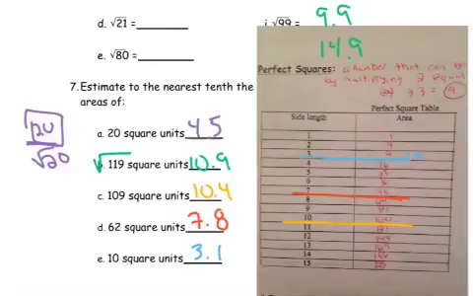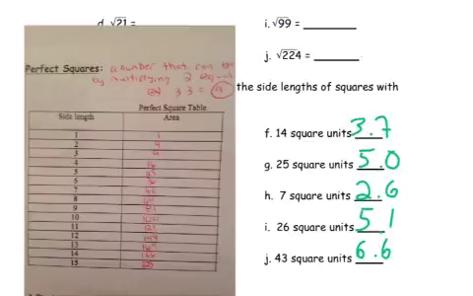Why don't you try F through J on your own, pause the video, and then check your answers. So here you have your estimates. Like I said, if you're a little off in either direction, that's okay, but always check with your teacher so you know if you would get them right on your test or not.